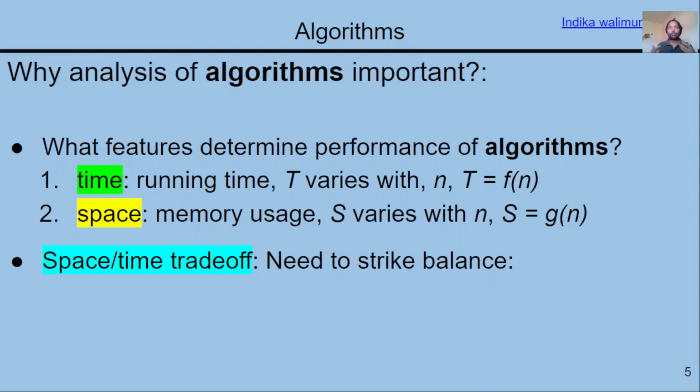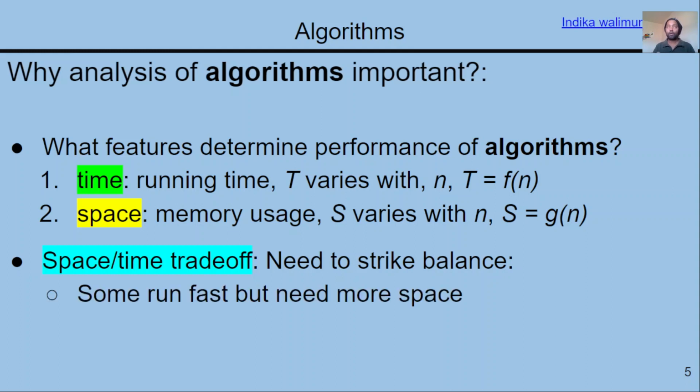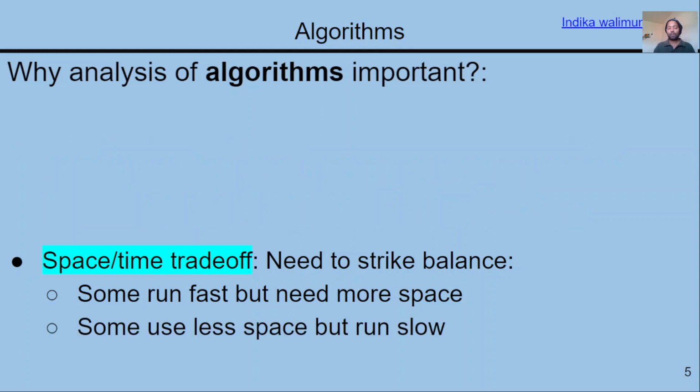So we need to strike a balance. Many algorithms depend on both space and time, and sometimes it takes less space but more time to run. Sometimes it takes less time but more space to run. So we basically need to strike a balance between space and time. We call it the space-time trade-off. Okay. So again, some run fast but need more space. Some run slow but need less space.